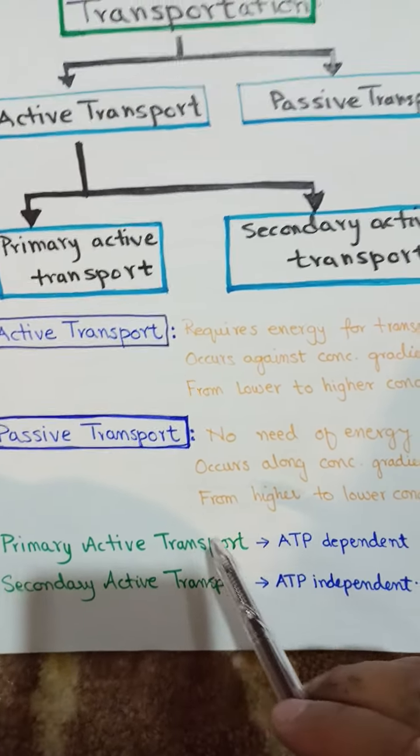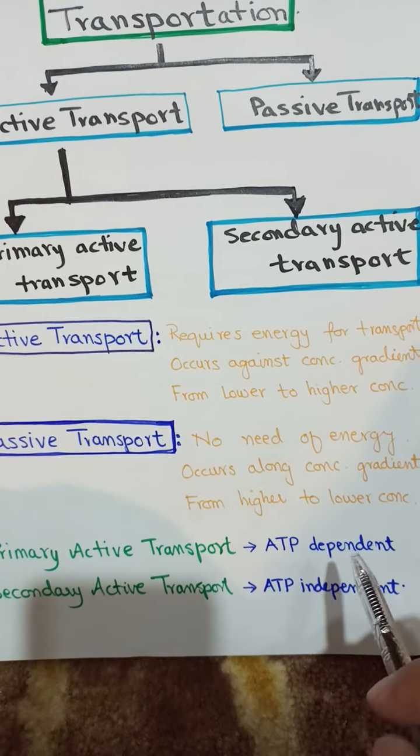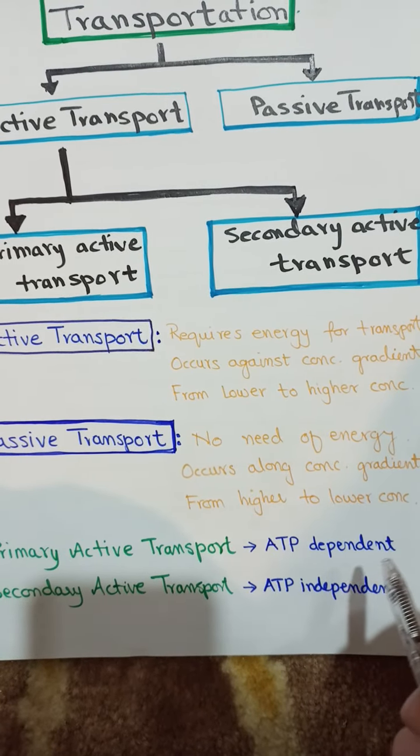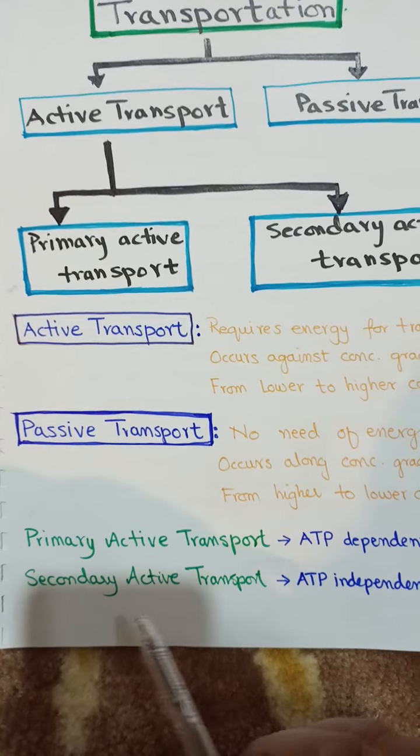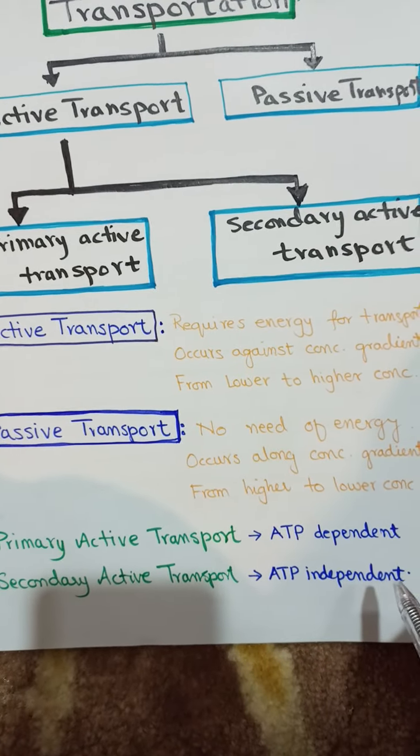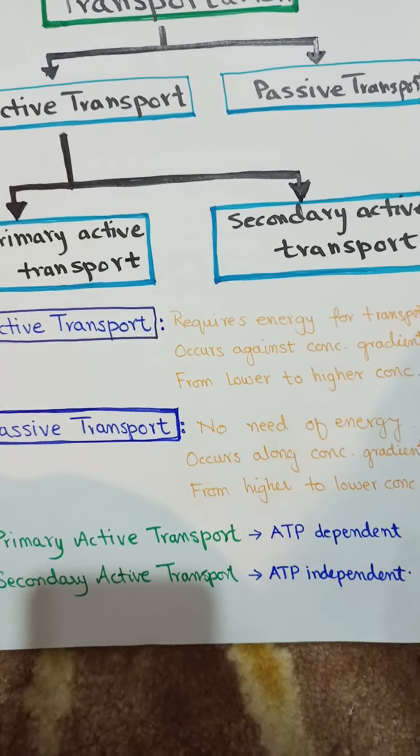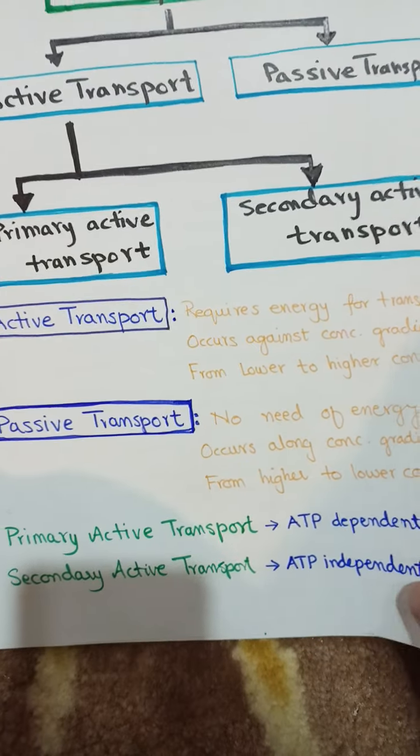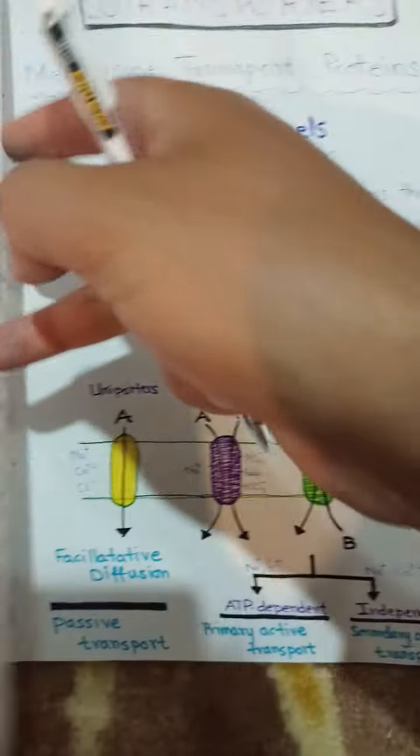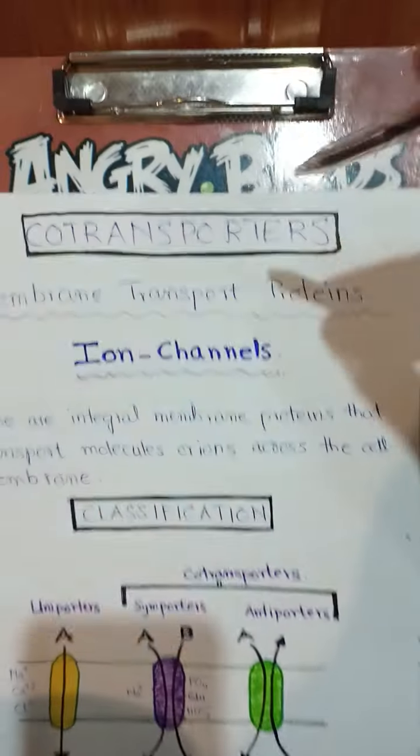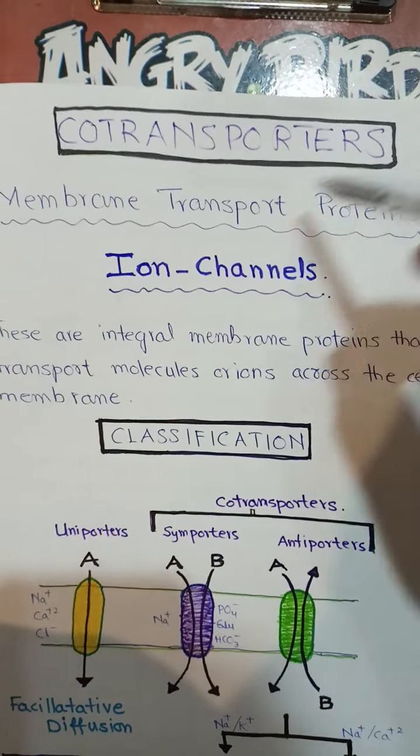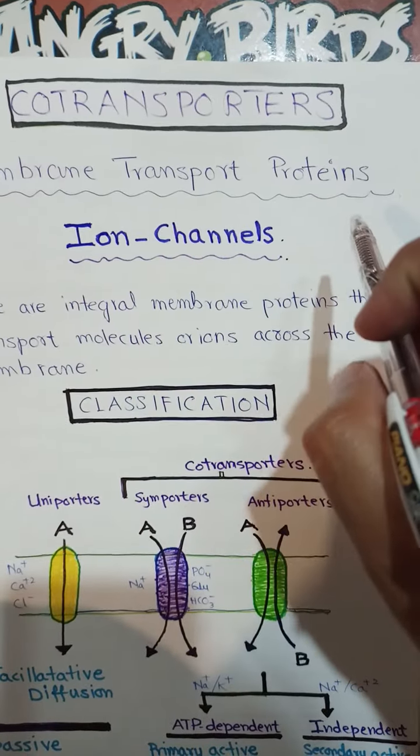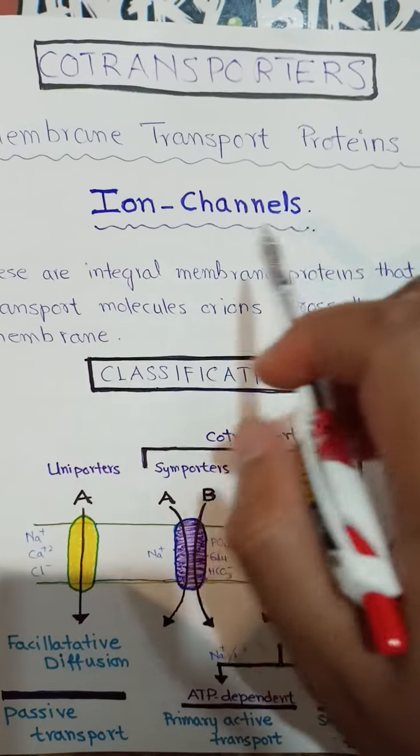And the primary active transport requires ATP, so it is ATP dependent transport, whereas secondary active transport is ATP independent transport. So transportation occurs but ATP is not required. What are co-transporters? These are membrane transport proteins or ion channels.